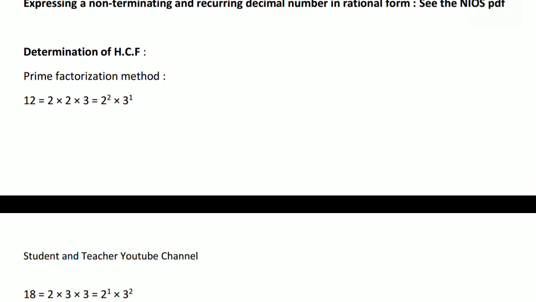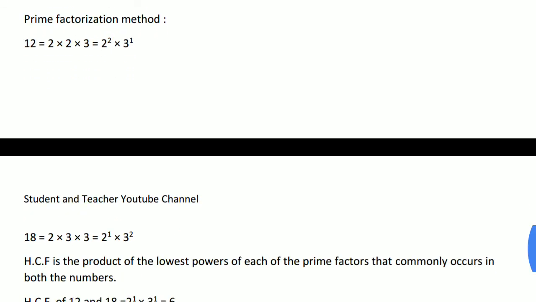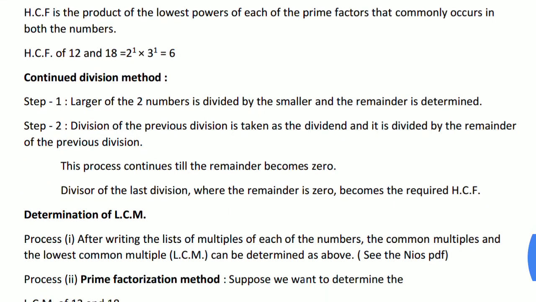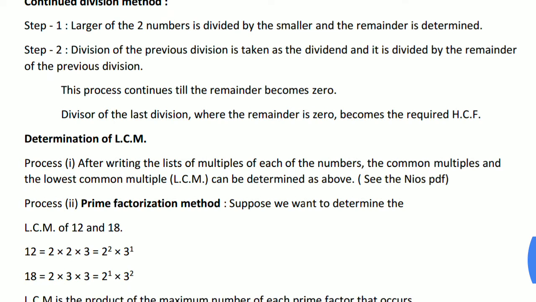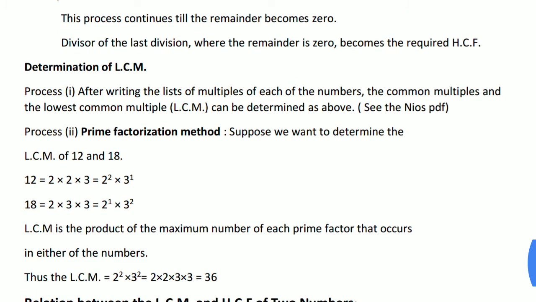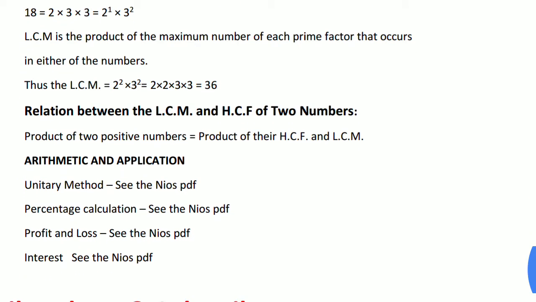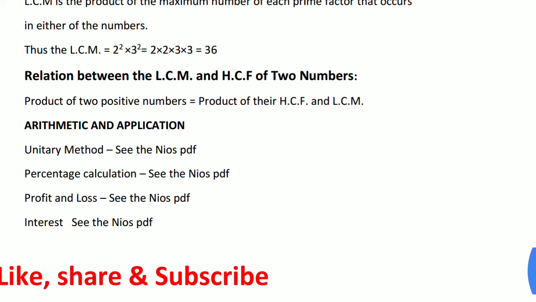Then how HCF can be found, by the prime factorization method, one example I have displayed here. Then the continued division method steps are there, how we can find it. Then determination of LCM, how we can find the LCM using the prime factorization method. And what is the relation between LCM and HCF of two numbers? The relation is given here: the product of two positive numbers is equal to the product of their HCF and LCM.